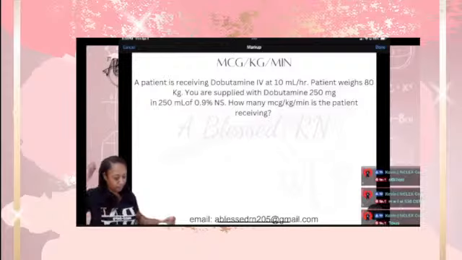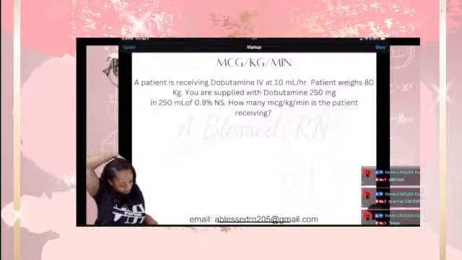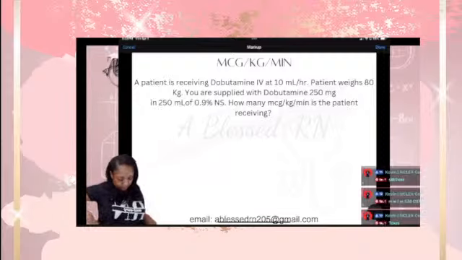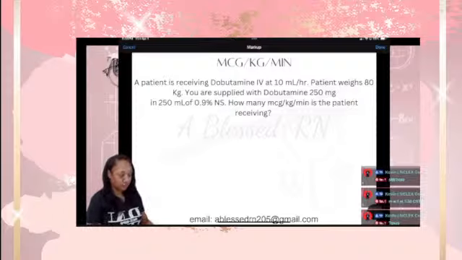All right, microgram per kilogram per minute. A patient is receiving dobutamine at IV at 10 milliliters per hour. The patient weighs 80 kilograms. All right, you are supplied with dobutamine, 250 milligrams, and 250 mLs of normal saline. How many micrograms per kilogram per minute is the patient receiving?